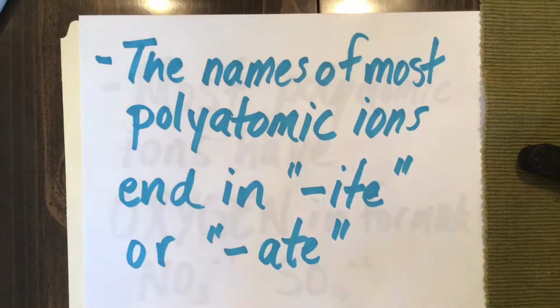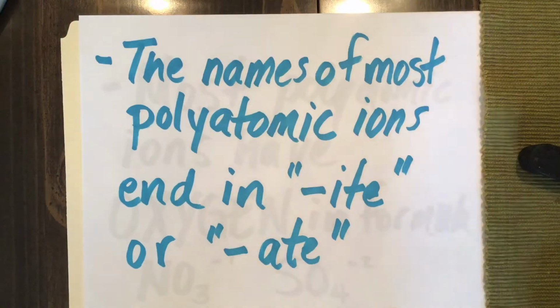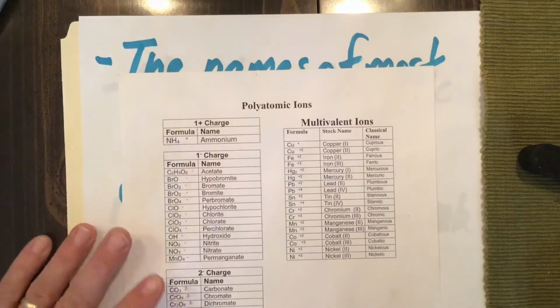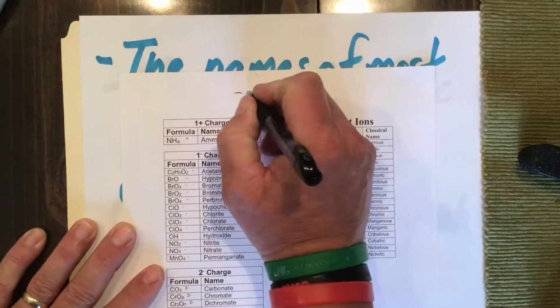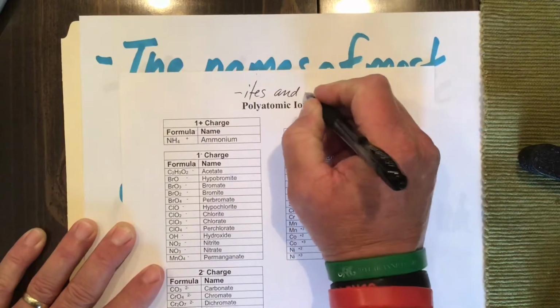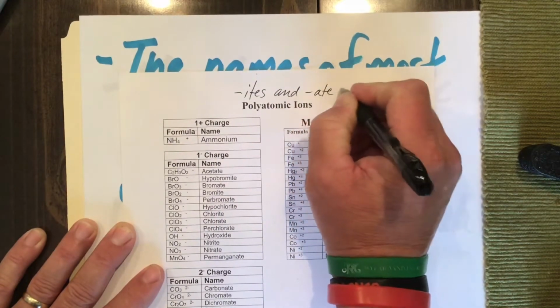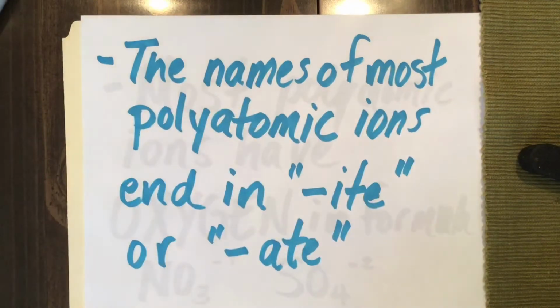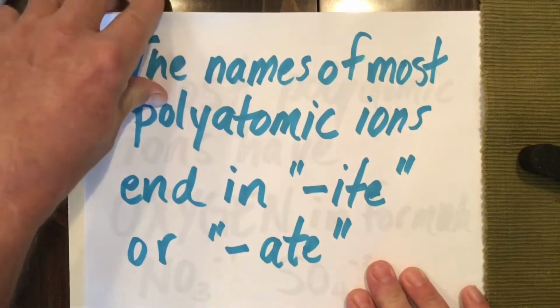The names of most of your polyatomic ions end in "ite" or "ate." That's why I say on your periodic table right here, you should write ites and ates. So if you see a chemical name that ends in "ite" or "ate," this is where you're going to be looking. Most of the names have "ite" and "ate" in them.